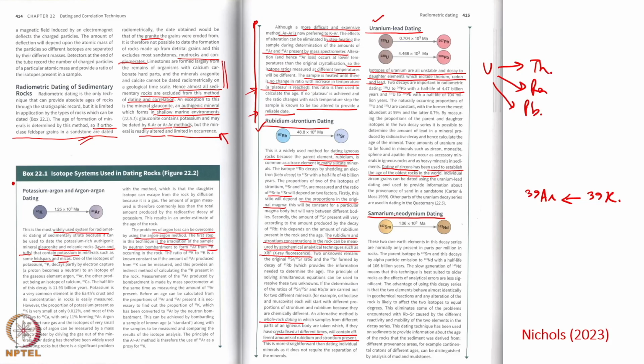Samarium-neodymium dating, Sm-Nd dating: Sm and Nd are two rare earth elements and they are present only in parts per million in the rock. The slow generation of 143 Nd means that this technique is best suited for dating older rocks, and the effects of analytical errors are less significant in this case. The Sm-Nd dating technique has been used on sediments to provide information about the age of the rock.